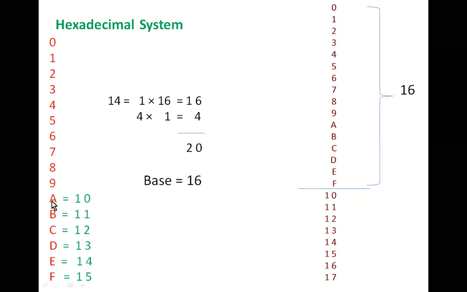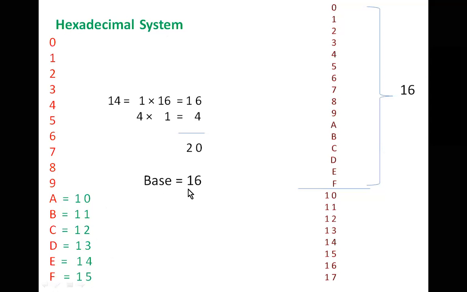Okay, A is equivalent to 10 in decimal system. B is equivalent to 11 in decimal system, C is equivalent to 12, D is 13, E equal to 14, F equal to 15. These are the symbols that we use in hexadecimal system.